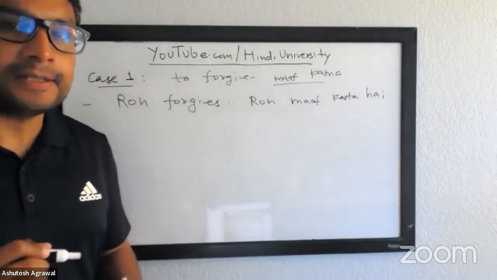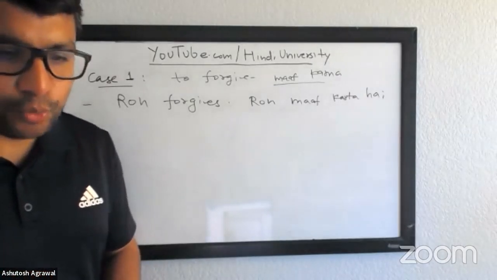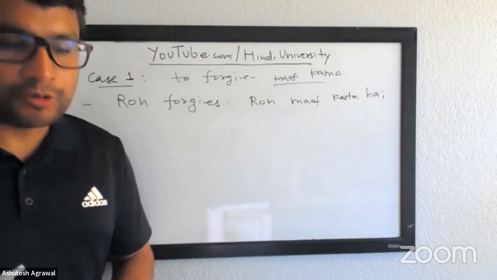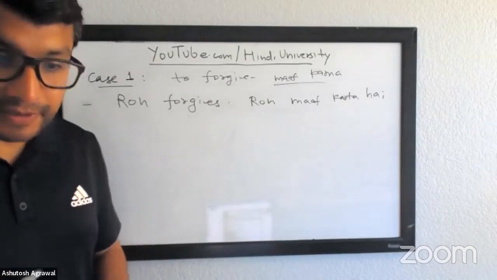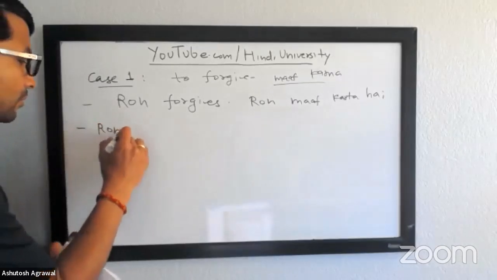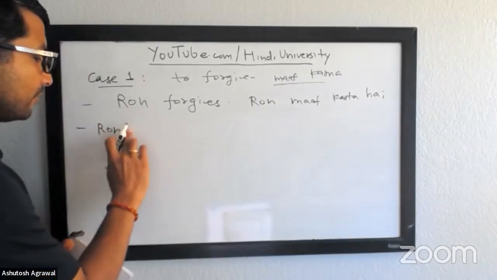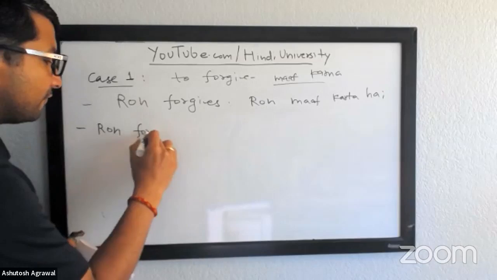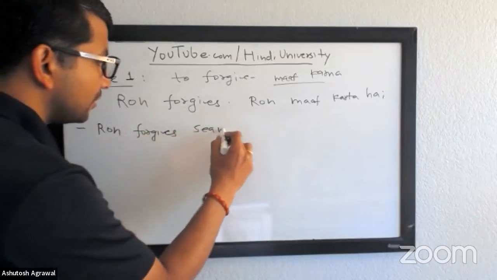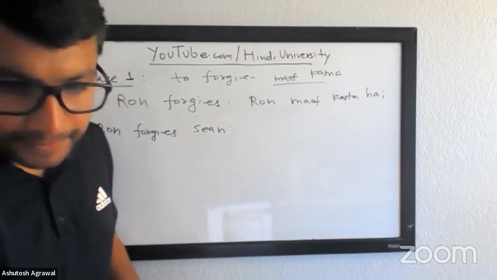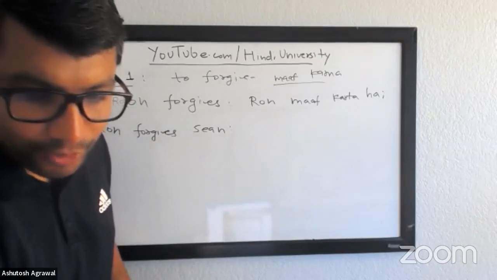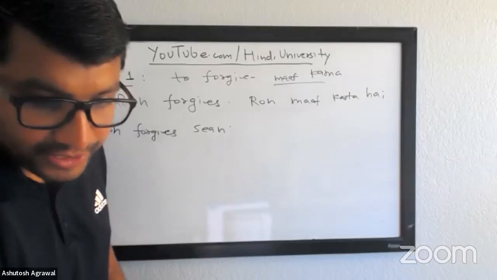The sentence is missing an object. Who is the recipient of this maafi? Who is the recipient of it? So imagine now I want to add: Ron forgives Sean. You have just added an object. The earlier one didn't have an object.